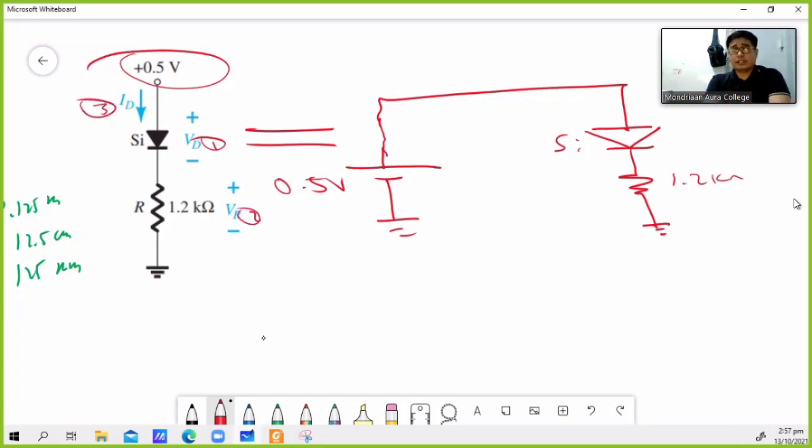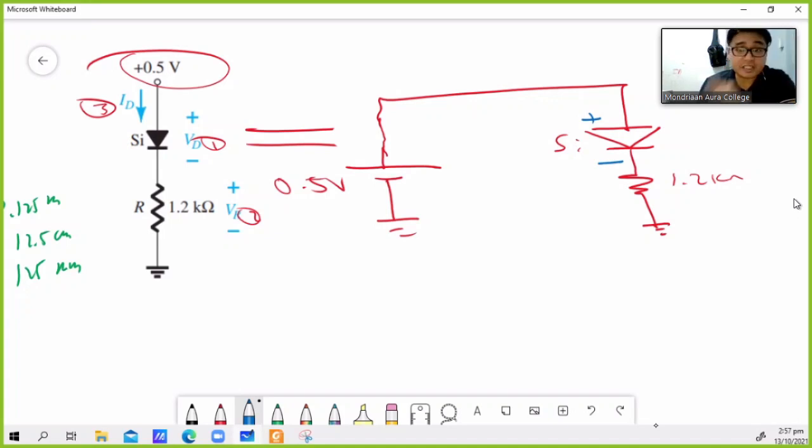And we have I sub D. First things first, ang kailangan natin titignan palagi sa mga diode circuits ay ang kondisyon ng diode. Is it forward or is it reverse bias? So titignan natin dito, no? We have positive to anode, negative to cathode. Pasok sa unang criteria.